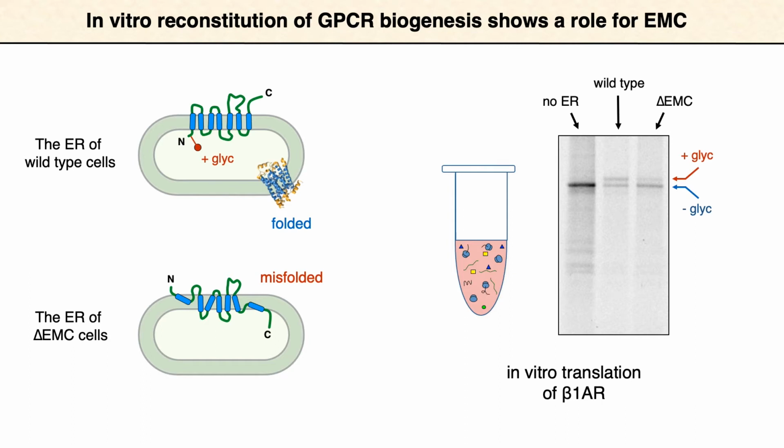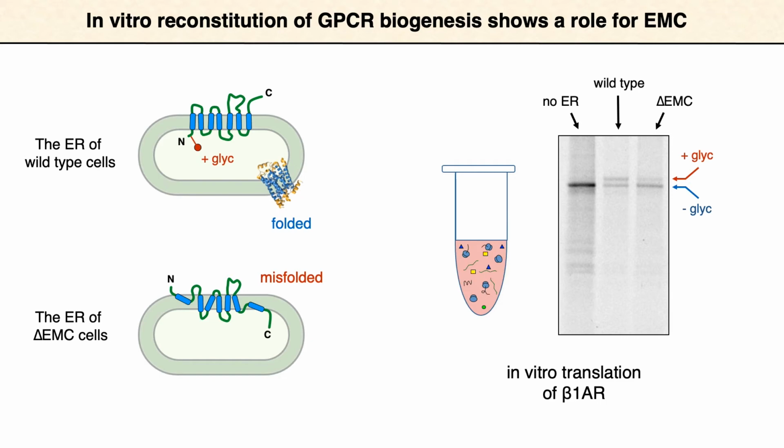If we delete EMC genetically and then isolate ER from human cells and include that in the translation reaction, what we see is a dramatic reduction in this glycosylated population. Now that's important. It tells us two things. First, it tells us that the N-terminus is not quite in the right location for some reason. And it also tells us that beta-1 adrenergic receptor is probably misfolded.